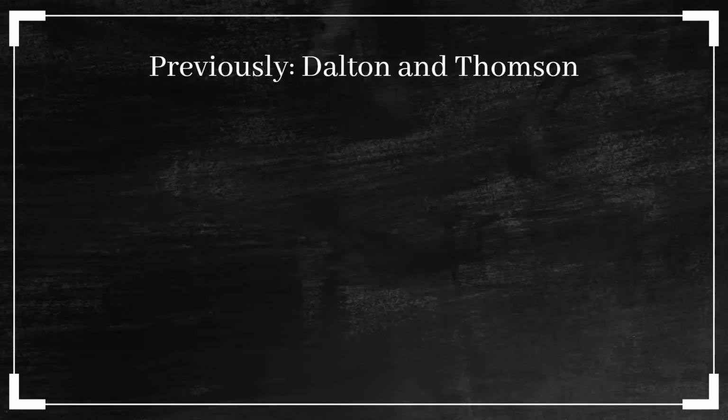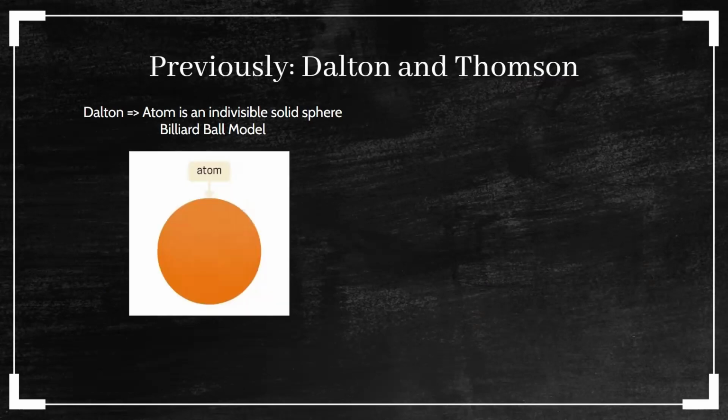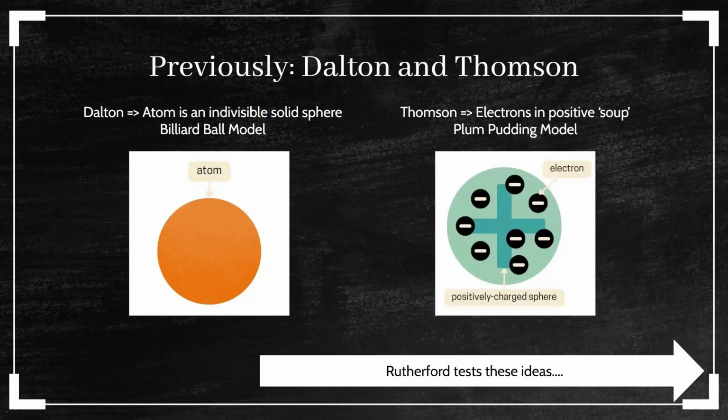So let's back up for a second. At the start of the 1900s, Dalton thought atoms were just solid spheres, and Thomson thought they were pudding with electrons inside. But Rutherford wanted to test these ideas. His gold foil experiment would completely change how we actually see the atom entirely.